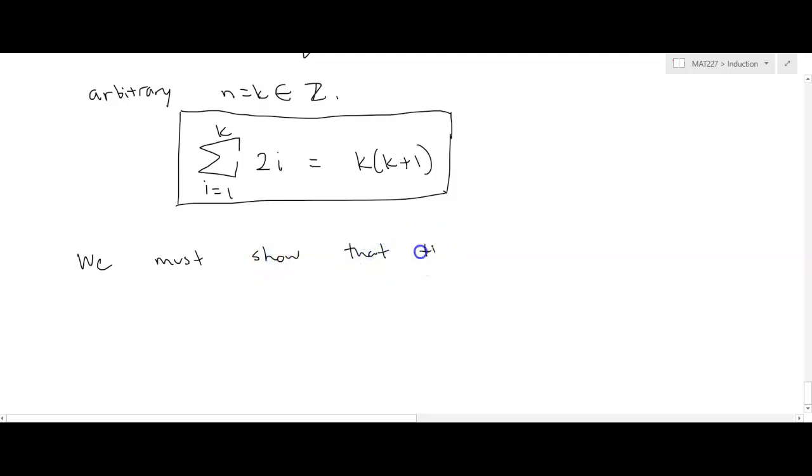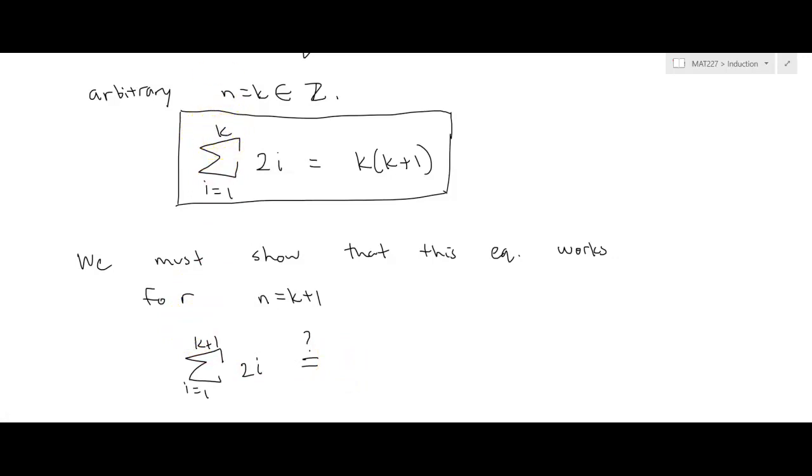So we must show that this equation works for n equals k plus 1. Okay, so I want to show that the sum from i equals 1 to k plus 1 of 2 times i, where k plus 1 is a constant and i is a variable, does that equal... well, here I replaced n with k, so back here we need to replace n with k plus 1.